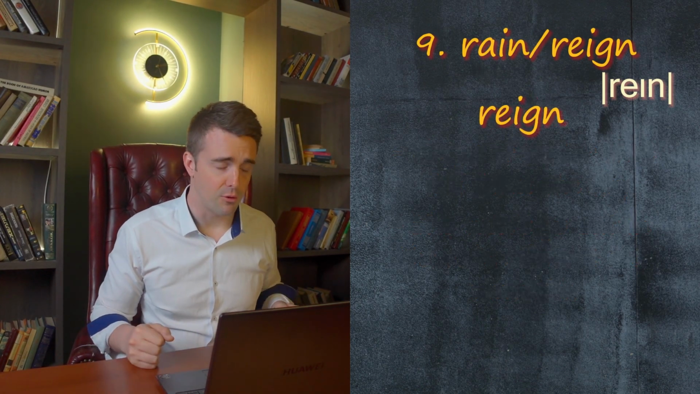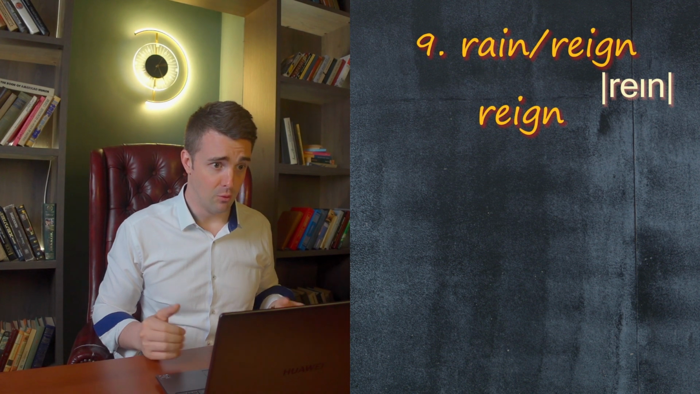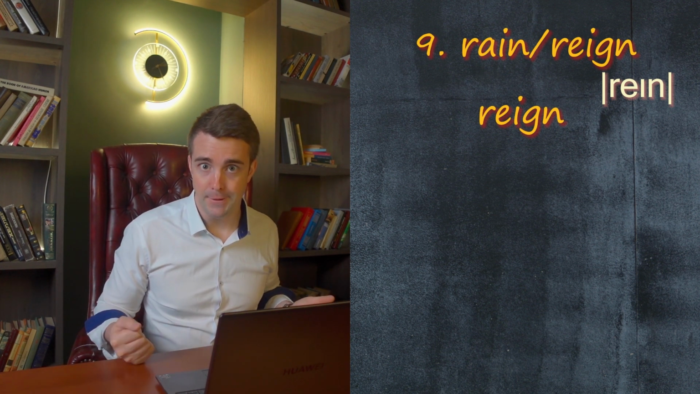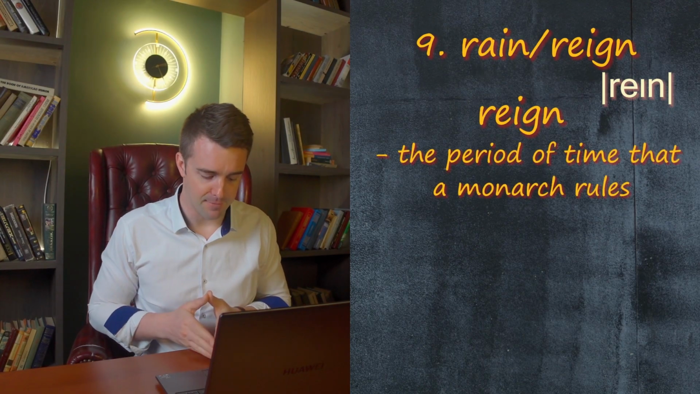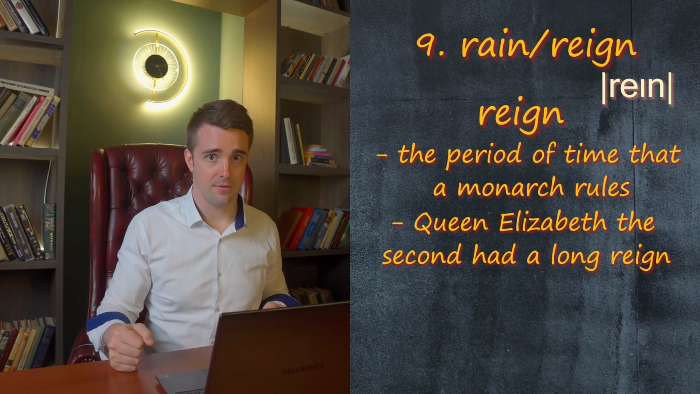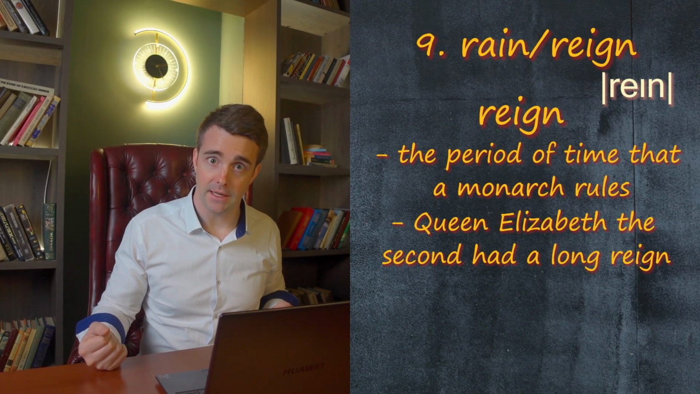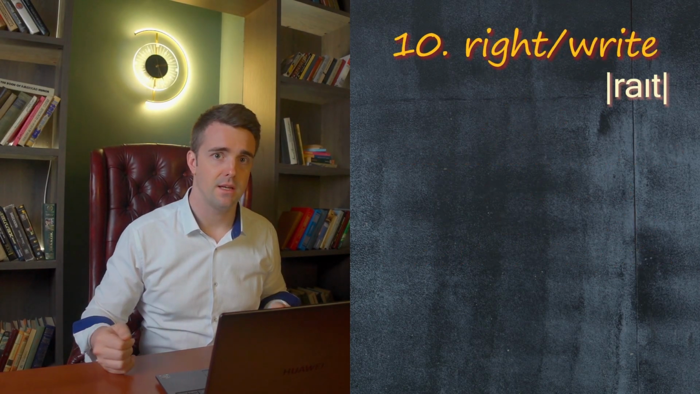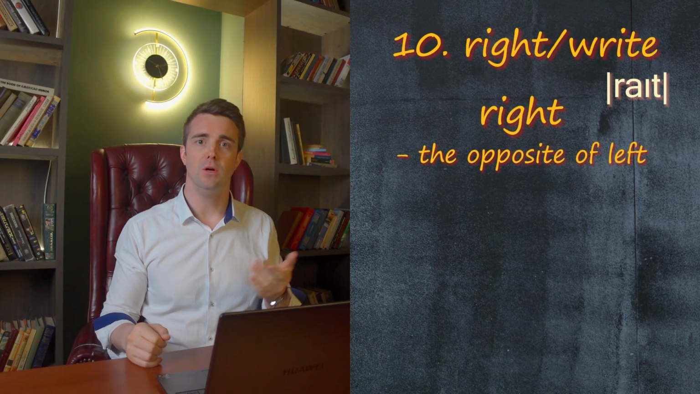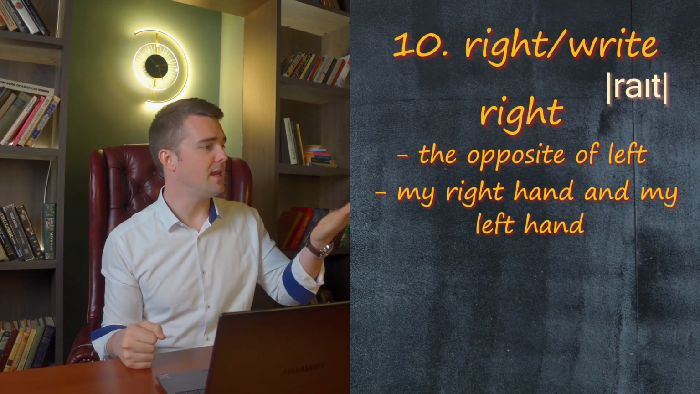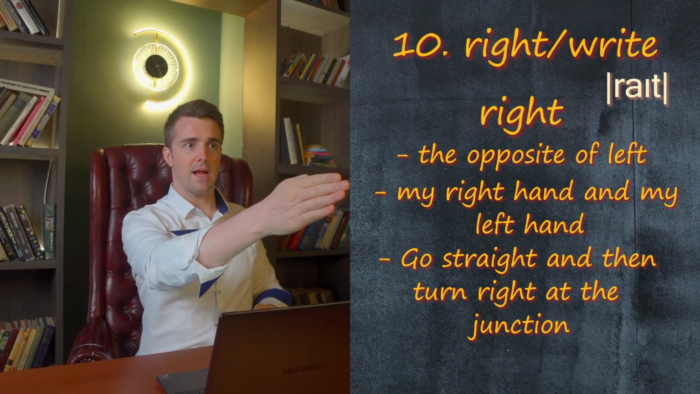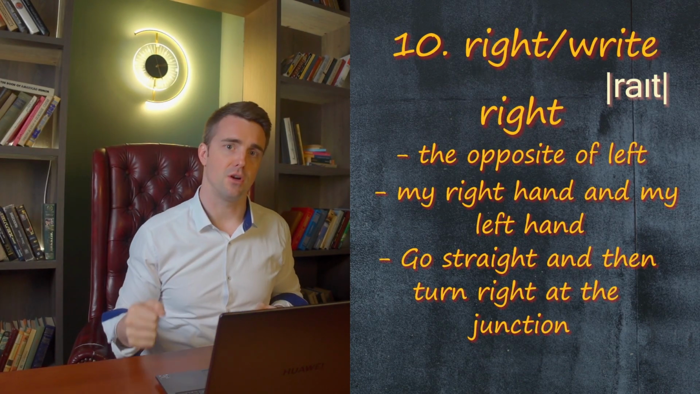But reign, with the weird g in there for what seems like no apparent reason, reign, well, that is the period of time that a monarch rules. So for example, Queen Elizabeth II had a long reign. And then we have right and right. So right is the opposite of left. So I have my right hand and I have my left hand. So for example, go straight and then turn right at the junction.